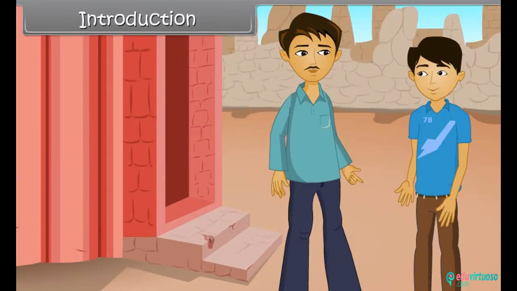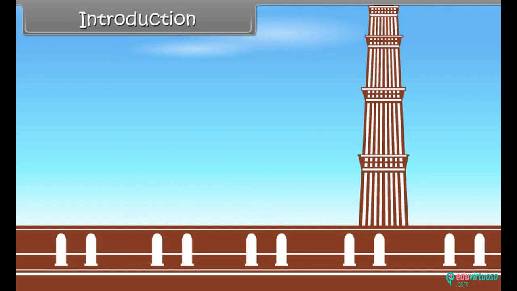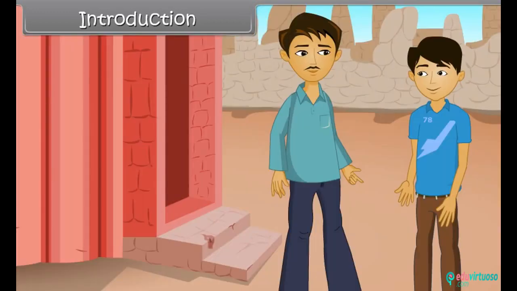Look son, this is Qutub Minar. You know how high it is? No. Okay, I will tell you. It is 72.5 meters tall.